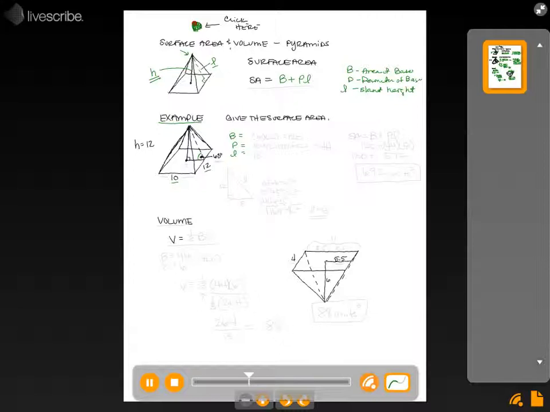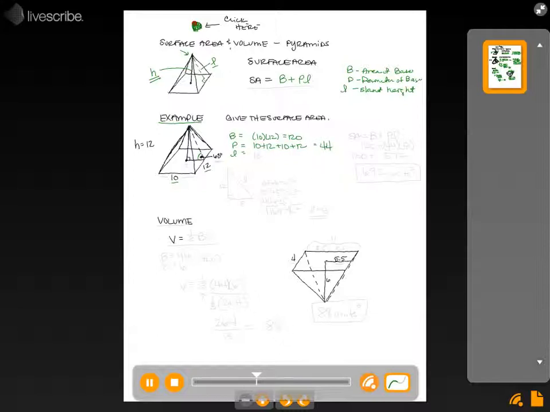Well, the area of the base, it's a rectangle, so it's going to be 10 times 12, which is 120. The perimeter is all of the sides added together, so 10 plus 12 plus 10 plus 12. 2 tens is 20, 2 12s is 24, so 20 and 24 gives us 44. That would be our perimeter.